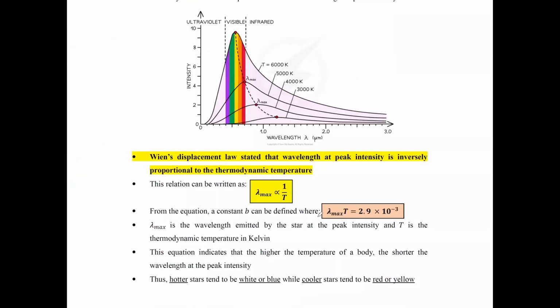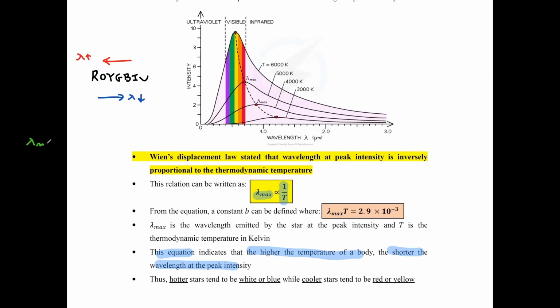Okay? From Wien's displacement law, lambda max is inversely proportional to temperature. The equation tells us that the higher the temperature of your star, the shorter the wavelength at peak intensity. Not only that, it will also allow us to guess the color of the star. To do that, you will need to refer back to the visible light spectrum, ROYGBIV: red, orange, yellow, green, blue, indigo, and violet. If you're going towards the right side of your spectrum, your wavelength is decreasing. On the other hand, if you're going towards the left side of your spectrum, your wavelength is increasing.